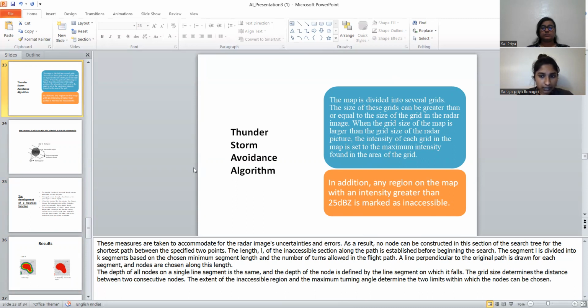The segment l1 is broken up into parts based on the length of the segment and the number of turns that can be made in a flight path. Each segment is drawn on a line that is perpendicular to the original path. Then nodes are chosen along the length. It is the same depth for all nodes on a single line segment. The size of the grid determines how far apart two consecutive nodes are. The size of the area that can't be reached and the maximum angle that can be turned are two limits that can be used to choose the nodes.